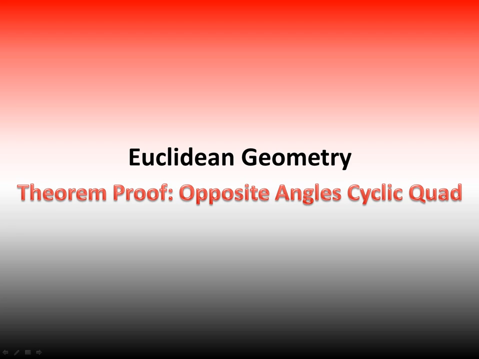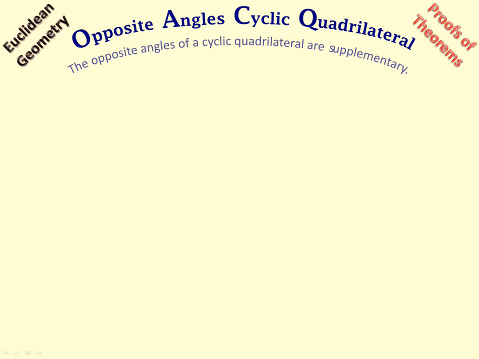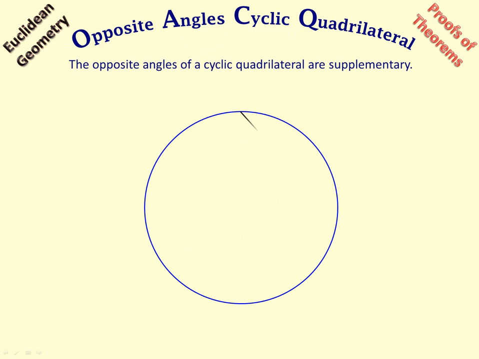Euclidean geometry, the proof of the theorem of opposite angles of a cyclic quadrilateral. This theorem says that given a cyclic quadrilateral, that means a quadrilateral with all four vertices on a circle, then the opposite angles of such a quadrilateral add up to 180 degrees.